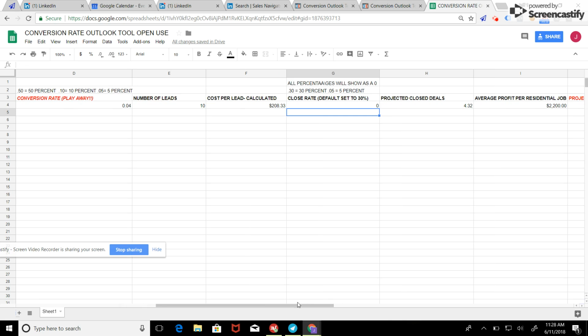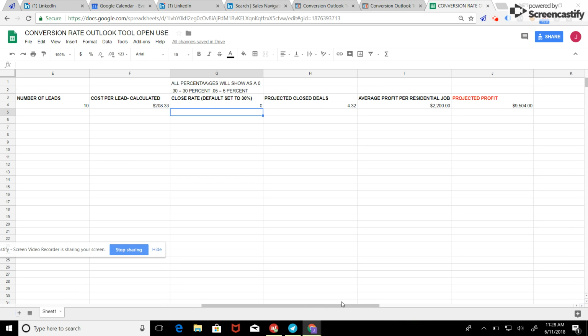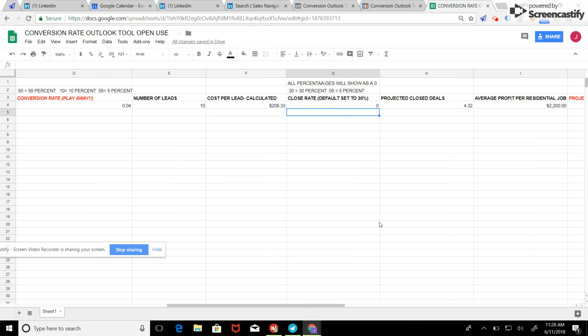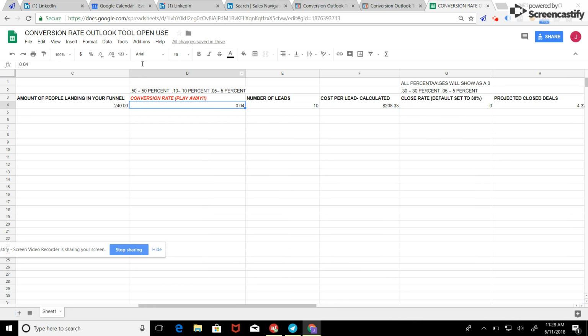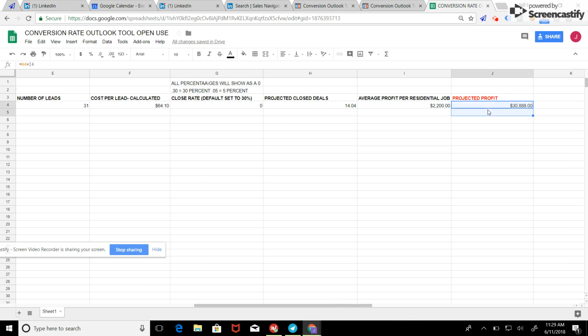So you would be projected to close about 4 deals, with an average of $2,200 profit per job. You're looking at $9,504 profit. And that's not including ad spend or retainer costs. But going back over here, look at what happens once we're actually optimizing and dialing this in. We go from $208 cost per lead and 10 leads to 31 leads and a $64 cost per lead. Now you're looking at $30,000. That's a huge game changer.